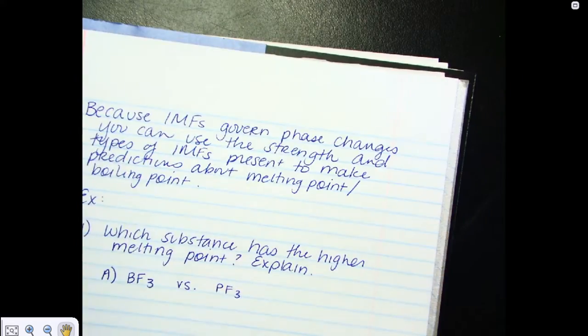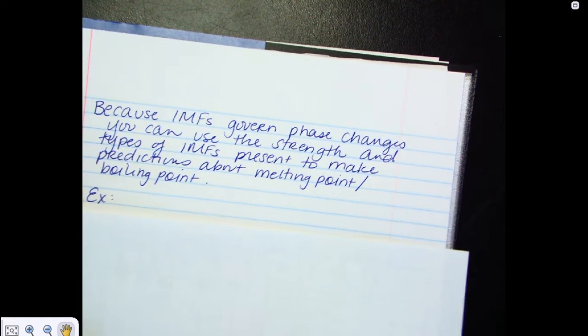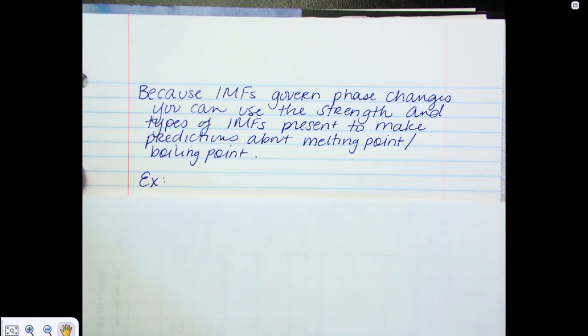All right, so because intermolecular forces govern phase change, we can use the strengths of the intermolecular forces to make predictions about melting point and boiling point. So that's what we're going to do. That's our compare and contrast exercise.